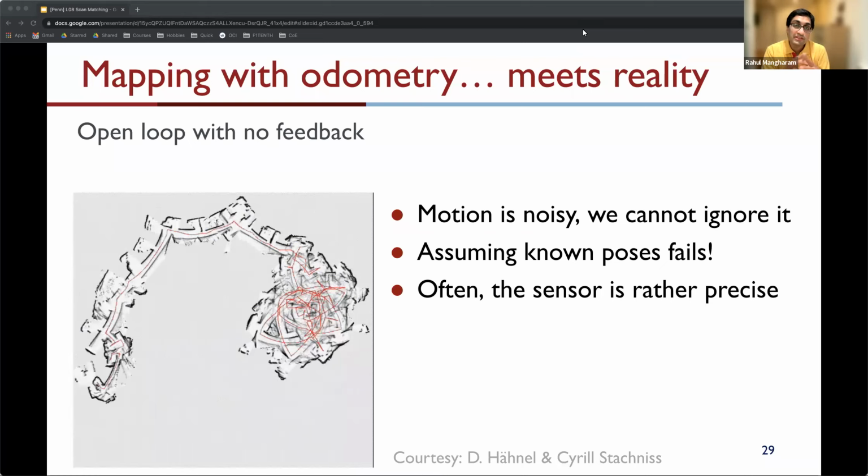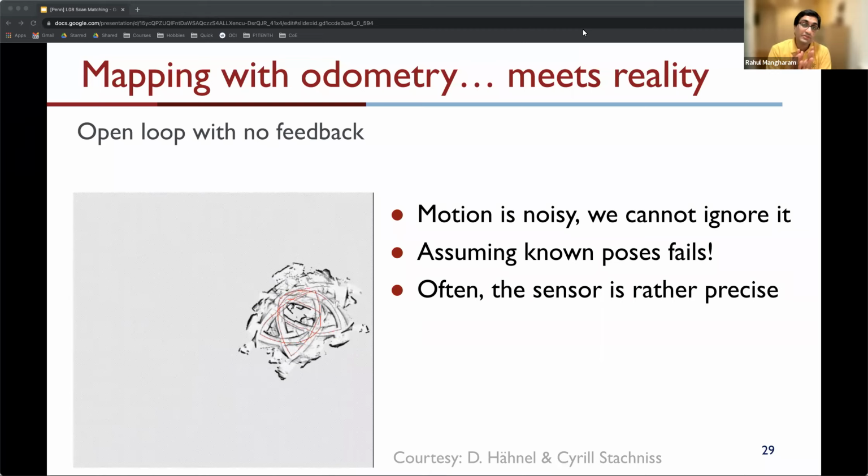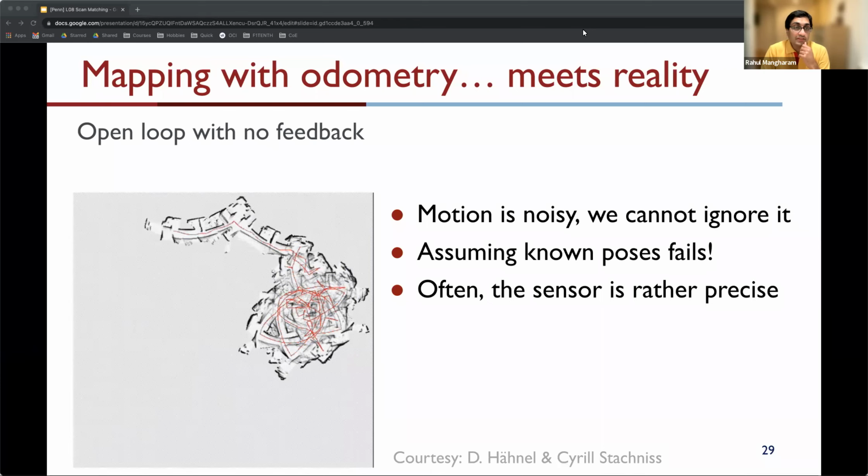The problem here is that the assumption that we have known poses is fundamentally flawed. There is also a systemic error in the odometry causing the robot to seem like it is drifting to the right. So the question is, what is the way to fix this? As it is clear that such a map is useless for any navigation task.